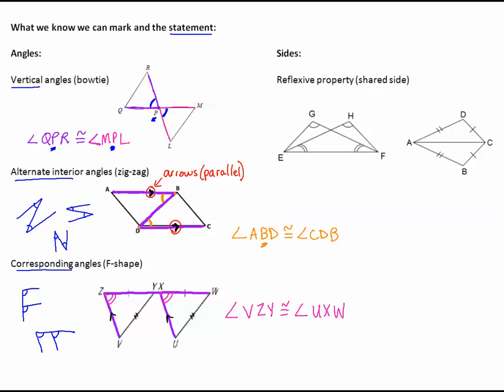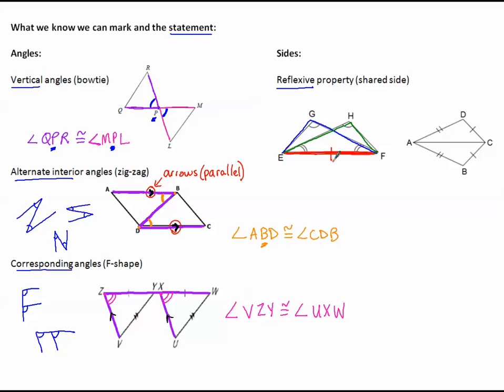Last one. This one is for the sides, the reflexive property or the shared side. Now I gave you two examples of what you might see. In this first one, you're going to have to kind of notice the two triangles here. One is triangle EGF. I trace over this bottom side. The other one is triangle EHF. Notice both times that I traced over the triangle, I traced over this side right here. Side EF is used in both triangles. So I mark it congruent to itself like that in the picture.